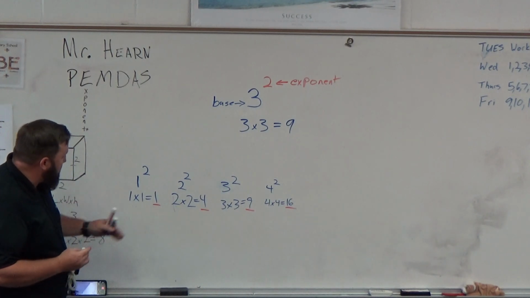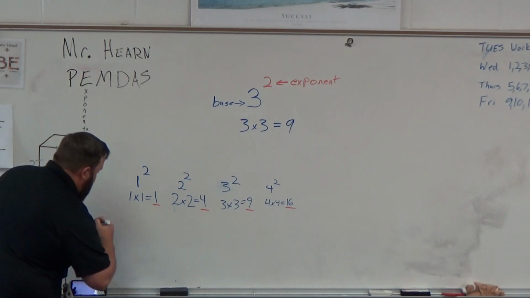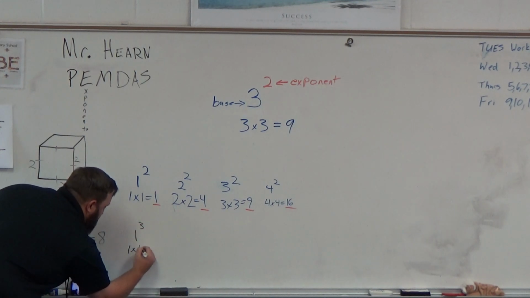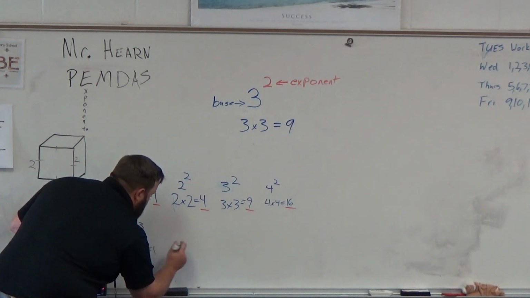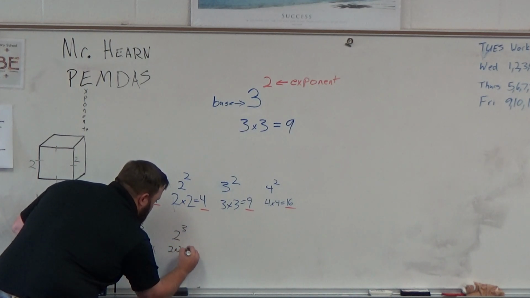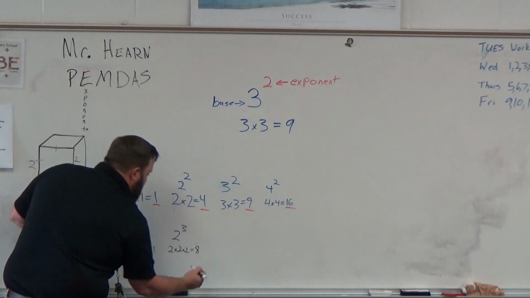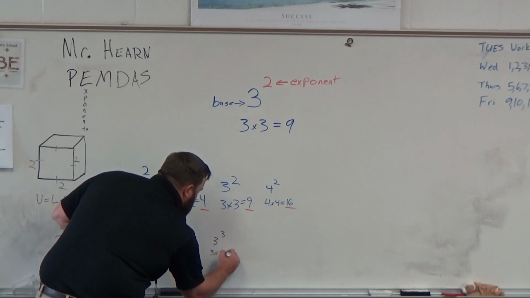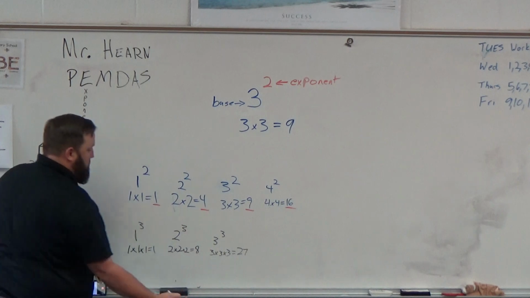Okay, so remember that. So if I was going to write out my perfect cubes, I would write it as 1 cubed, which would be 1 times 1 times 1, which gives us 1. 2 cubed, which is 2 times 2 times 2, which equals 2 times 2 is 4, 4 times 2 is 8. 3 cubed would be 3 times 3 times 3, which gives me 27. 3 times 3 is 9, 9 times 3 is 27.